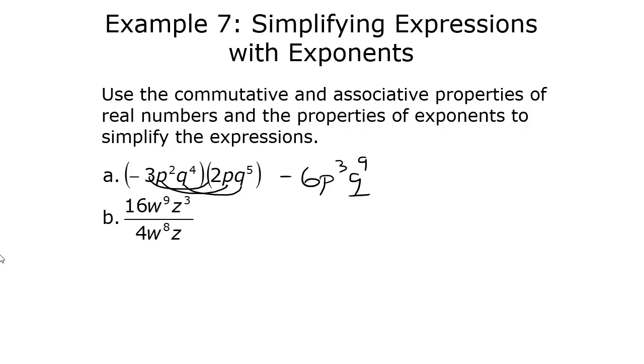Same thing here, right? 16 divided by 4. That's just 4. W to the 9th over W to the 8th, right? There's just a difference of 1 of them. And then Z cubed over Z leaves me with 2 of them.